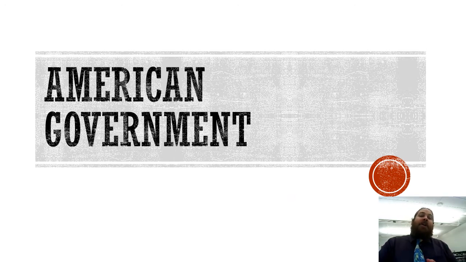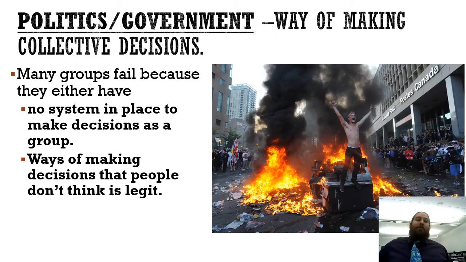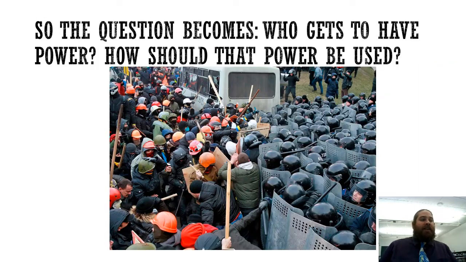So let's talk a little bit about American government, just to get you introduced to what we're talking about. When we talk about politics and government, what we're really talking about is a way of making decisions. A lot of groups, organizations, even nations will fail because there is not a good system in place for them to make collective decisions. Think about just 10 friends trying to decide where to go to lunch. It can be really complicated. So politics and government are the structures that we use to make collective decisions about how power should be used.